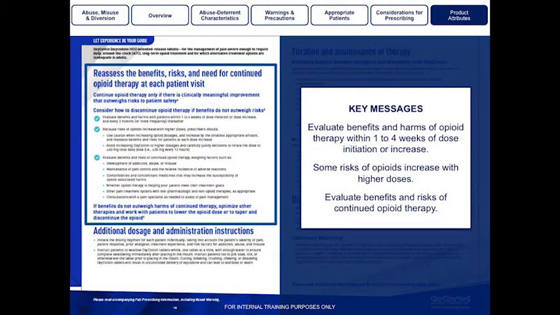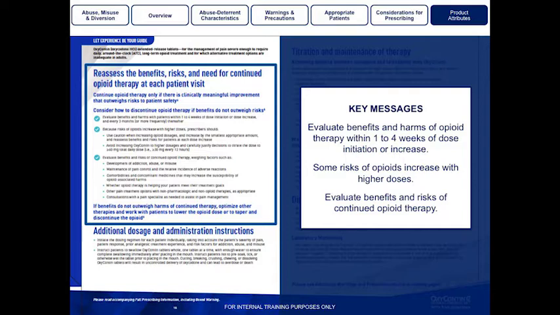Encourage HCPs to evaluate benefits and harms of opioid therapy within 1 to 4 weeks of dose initiation or increase, and every 3 months or more frequently thereafter. Additionally, given some risks of opioids increase with higher doses, HCPs should carefully justify decisions to titrate the OxyContin dose to greater than 60 milligrams total daily dose.